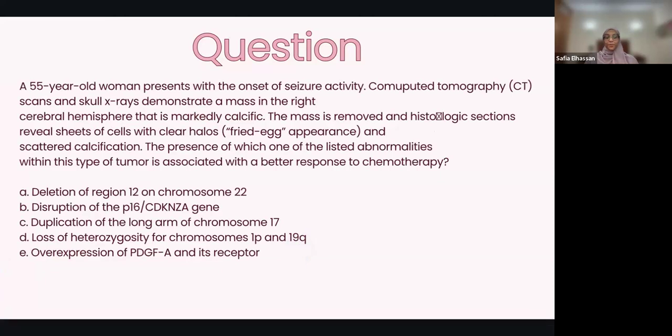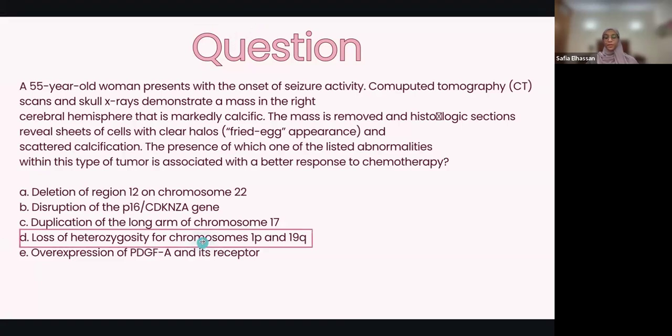A 55-year-old woman presents with the onset of seizure activity. CT scans and skull x-rays demonstrate a mass in the right cerebral hemisphere that is markedly calcific. The mass is removed and histologic sections reveal sheets of cells with clear halos, the fried egg appearance, and scattered calcification. The presence of which one of the listed abnormalities within this type of tumor is associated with a better response to chemotherapy? D? Okay, yes, D is correct.